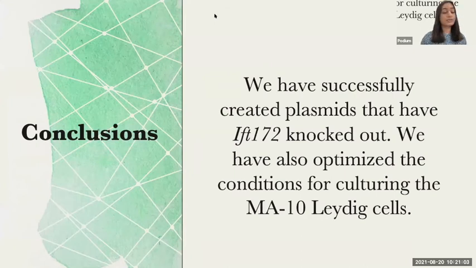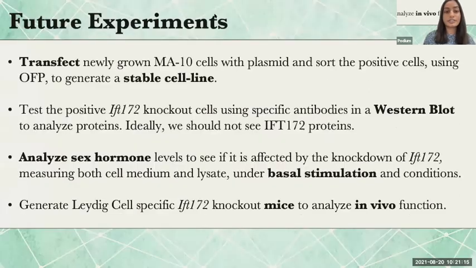So our conclusion is that we have successfully created plasmids that have IFT-172 knocked out in them, and we have also optimized the conditions for cell culturing the MA10 Leydig cells. So in the future, we will transfect more newly grown MA10 cells with our plasmids, and then we will sort the positive cells using the orange fluorescent protein to generate a stable cell line.